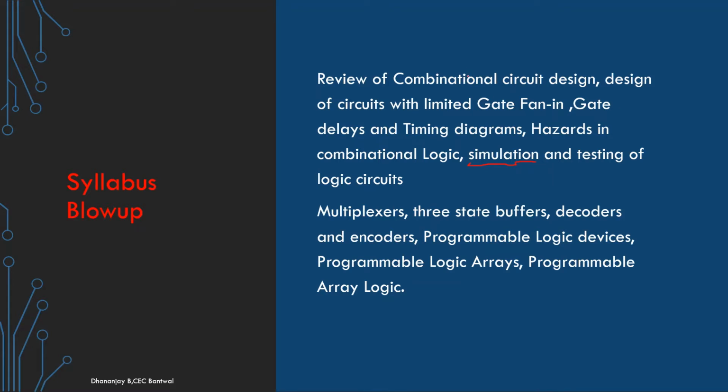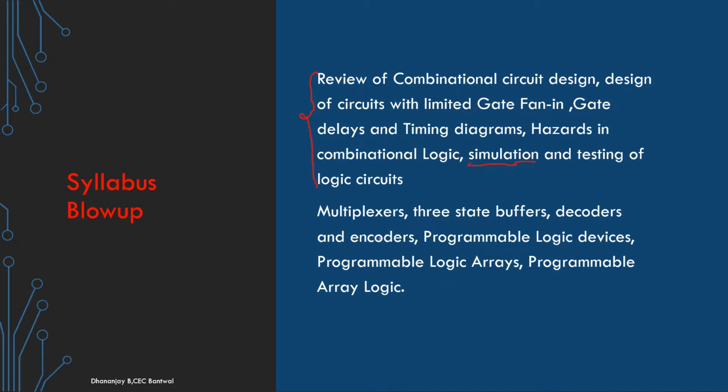So this is the first part of my third module, or you can call it the first chapter of module 3. Moving on to the application part of combinational circuits, we'll be looking into multiplexers. We'll check what multiplexers are, what the different kinds of multiplexers are, how we design them, and what ready-made multiplexer ICs are available. After that we'll check 3-state buffers. Later we'll check decoders and encoders.